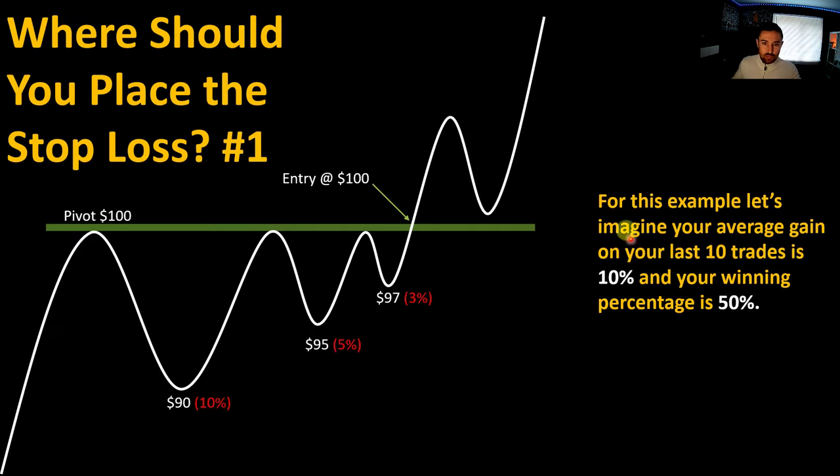So let's now do some examples. I've got two examples to do to try and involve you a little bit more, interactive. Where should you place your stop loss? Example one. So let's say the pivot is gonna be here. We've got a nice VCP with three contractions. So our pivot is gonna be $100. The three contraction lows are 90, which is 10% stop loss, 95, 5%, 97, 3%. But this is important to know, well, what's happened over your last 10 trades. So for this example, let's imagine your average gain on your last 10 trades is 10% and your winning percentage is 50%. So if your average gain on your last 10 trades is 10%, does it make any sense to place your stop loss down here at 10%?